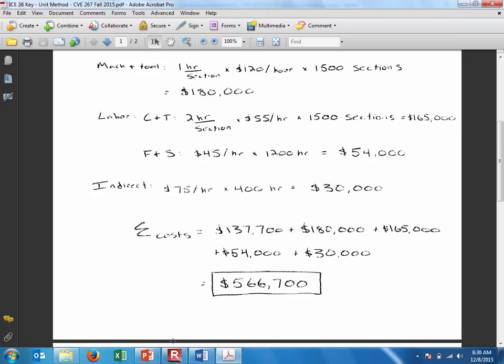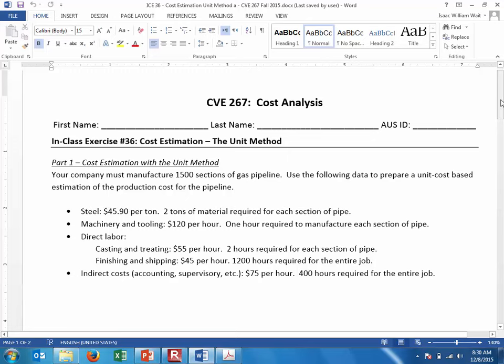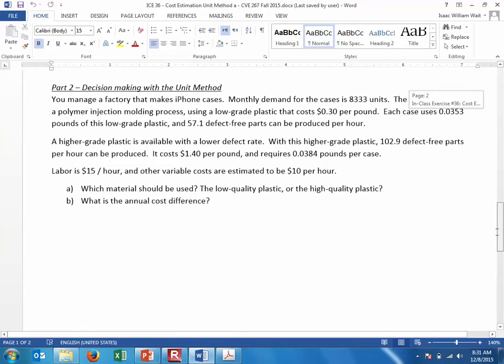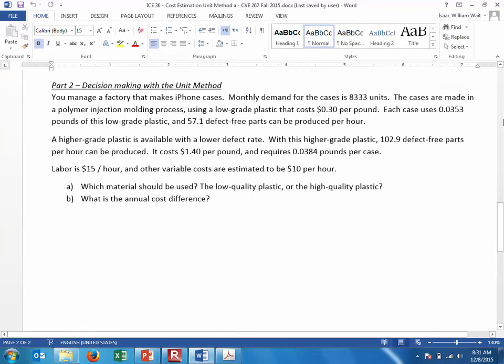All right, so that was just cost estimating using the unit technique. For part 2 of the in-class exercise, we're going to go into decision making, comparing two different alternatives. So here's the situation. Let's say that we are working in a factory that makes iPhone cases, and we have the choice between two different kinds of plastic. One kind of the plastic is lower cost plastic, but it produces a lot of defects. And because of that, we can only make 57.1 of these cases every hour because so many of the cases are defective since it's a low quality plastic.